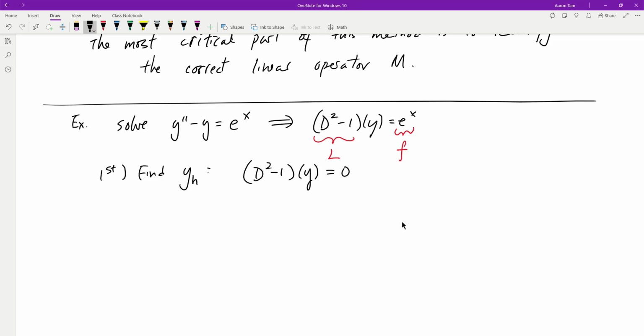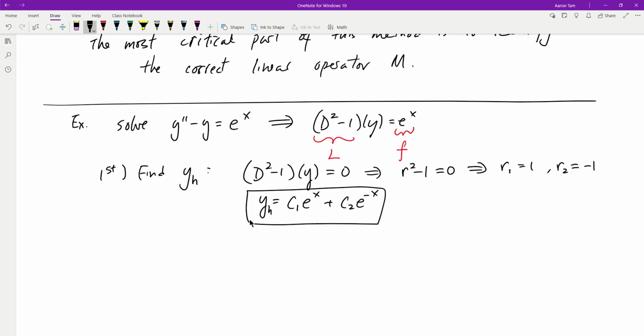I'm going to continue. So this just becomes r squared minus 1 equal to 0, which is our characteristic equation. That becomes r1 equal to 1 and r2 equal to negative 1. Those are the two roots. So therefore my equation should be this. As I said, it requires no more than 32 seconds to complete. So that is my homogeneous solution. So if I put this homogeneous solution into L, I should get 0.